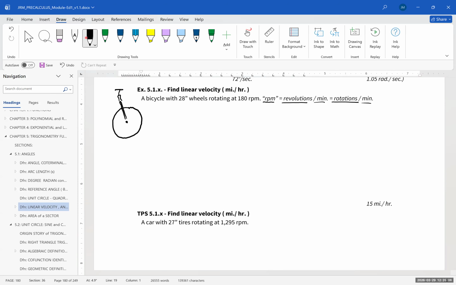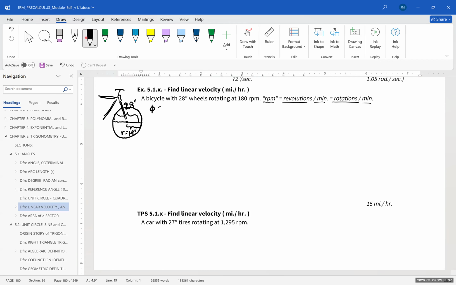Then here's the handlebar, and then the rest of the bike, something like that. Okay, it's got 28-inch wheels. The fact that it's 28 inches is referring to the diameter of the tires. But what we're going to need is the radius. And so the radius is half of that, or 14 inches.